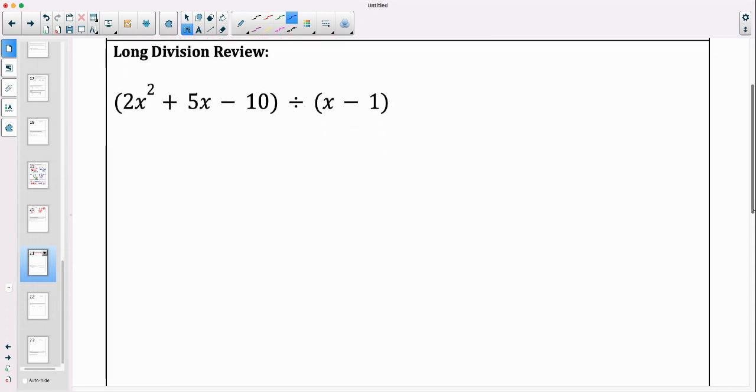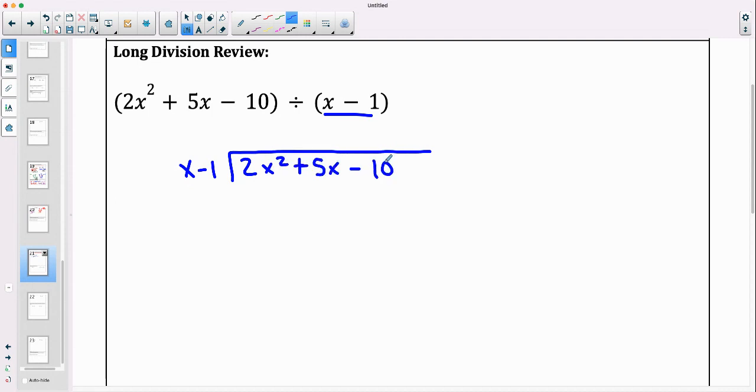Long division. So when we're dividing by something that's not a monomial, so it will usually just be a binomial in this chapter, what we have to do is set that up as a long division problem. So we put what we're dividing by out front, okay, what we are dividing underneath, and we start to try to cancel out front terms. So the first thing we need to do is take this x and multiply it by something so that it cancels out the 2x squared.